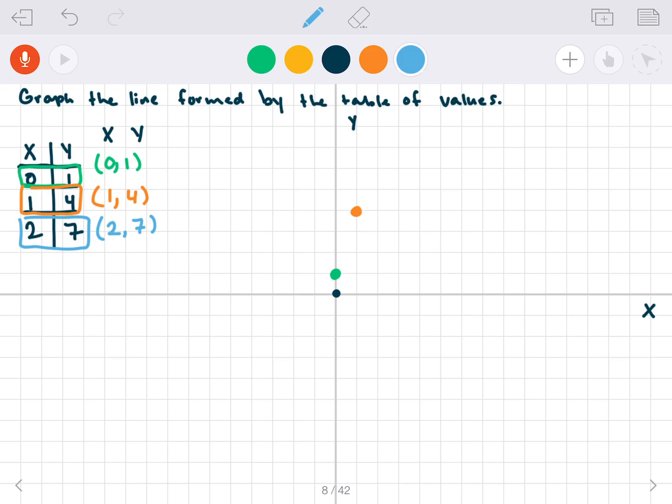My blue point says go to the right 2, then go up 7. So from the middle, I go to the right 2, 1, 2, and then from there, I go up 7. 1, 2, 3, 4, 5, 6, 7. So that is my point right there. And then I can connect the dots, and it makes a nice little line.